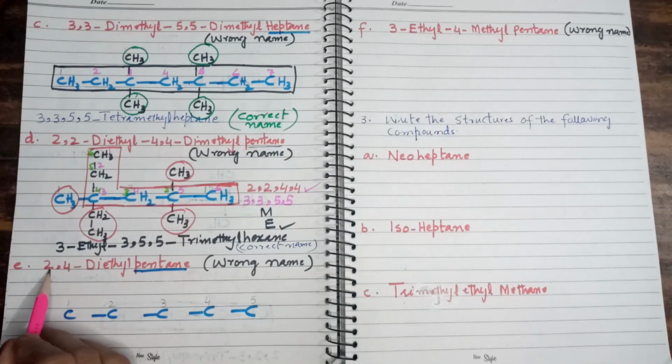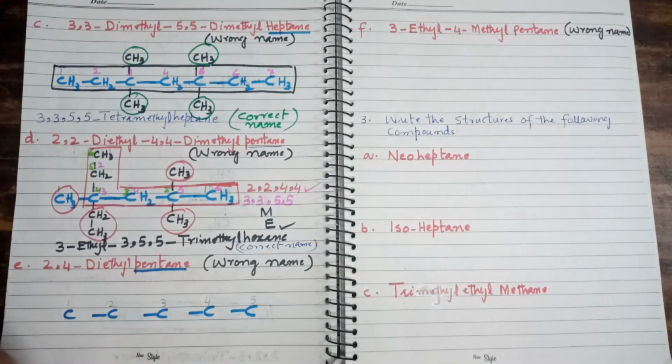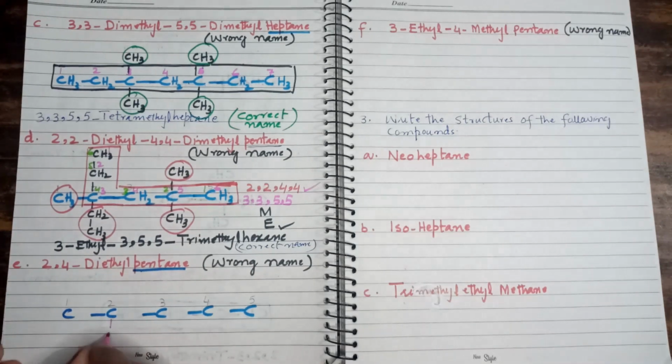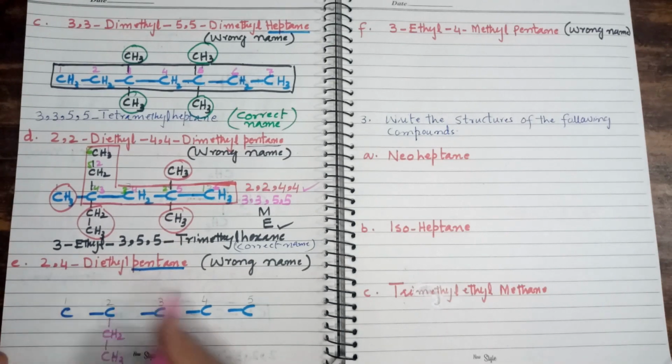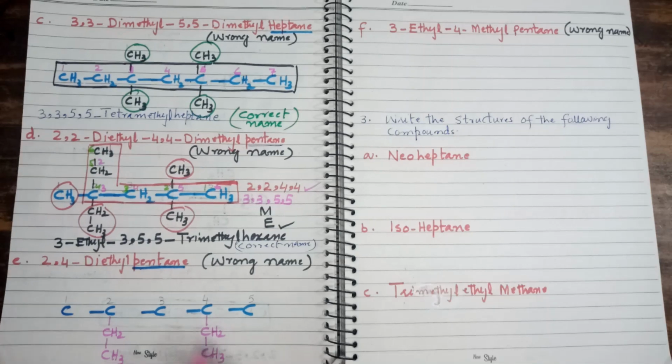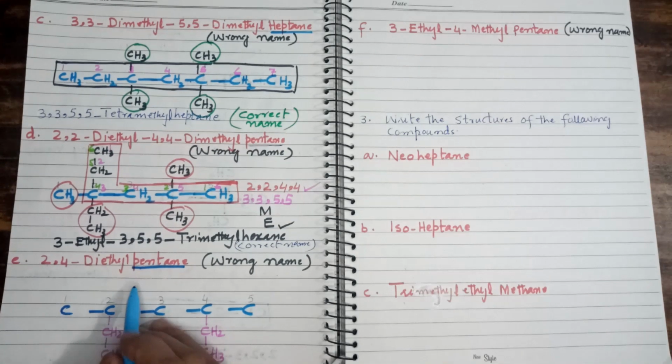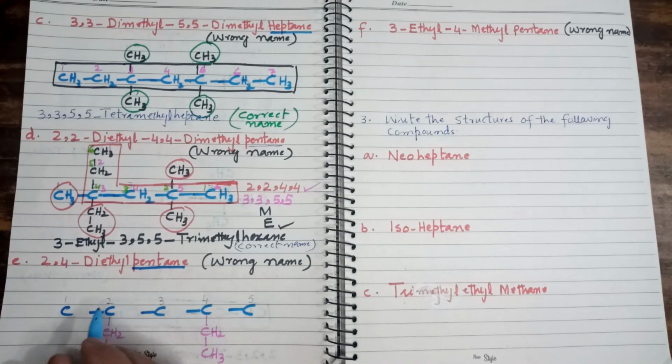What are their positions? One ethyl radical is attached with carbon number 2 and the second ethyl radical is attached with carbon number 4. So here we made one ethyl radical with the second carbon, CH2, CH3. And the next ethyl radical with carbon number 4, CH2, CH3. We attached both the radicals. Now fill the vacant valencies of carbon with hydrogen.